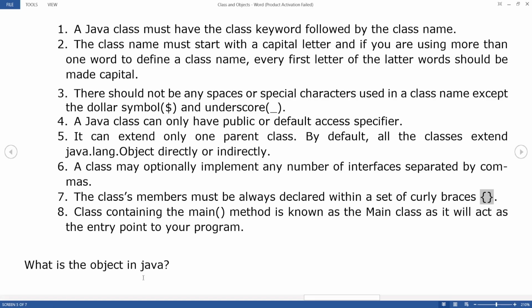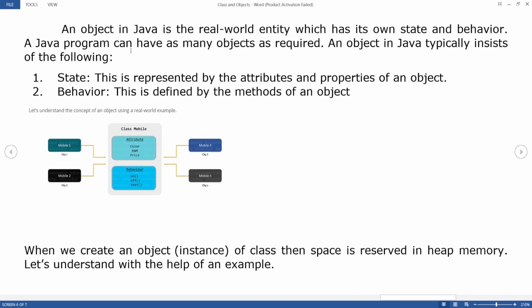So what is an object in Java? Okay, an object in Java is a real world entity which has its own state and behavior. A Java program can have as many objects as per the requirement. An object is a typical instance of the following. First one is state. This is represented by the attributes and properties of an object. And the second one is behavior. This is defined by the methods of an object.